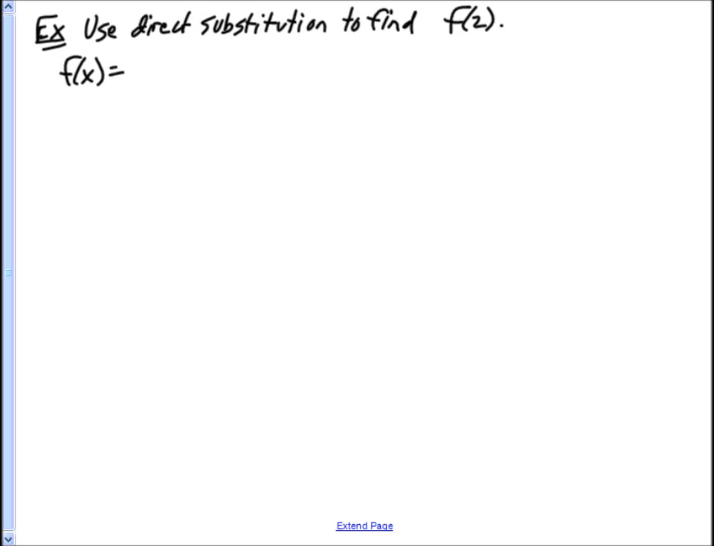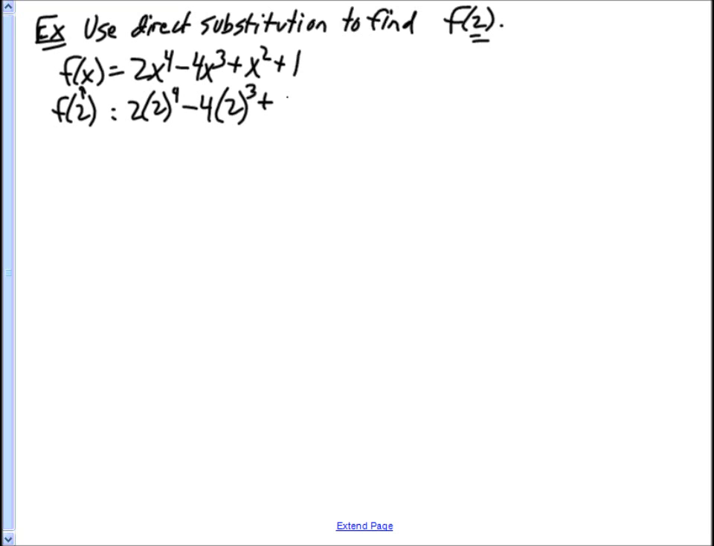You guys will probably remember this pretty quick. f of x equals 2x to the 4th minus 4x cubed plus x squared plus 1. So direct substitution just says, well, plug that 2 in for who? Plug the 2 in for x, anywhere there's an x. 2 to the 4th minus 4 times 2 cubed plus 2 squared plus 1.